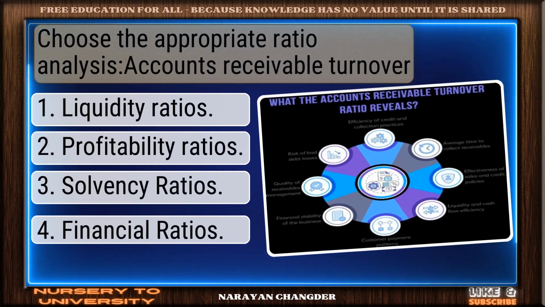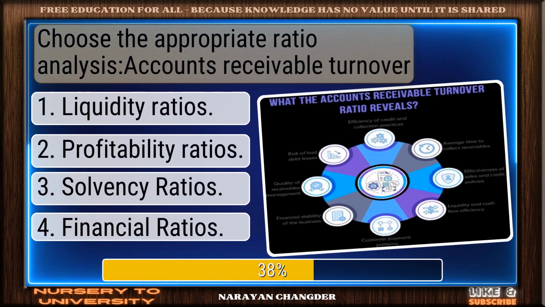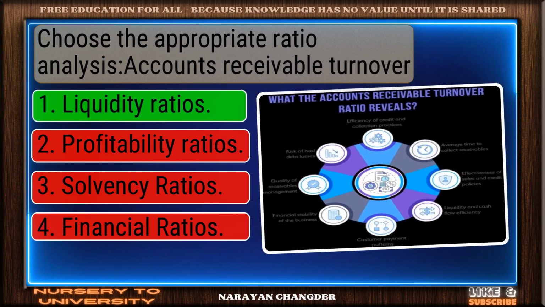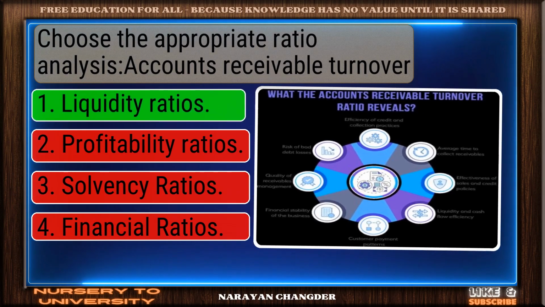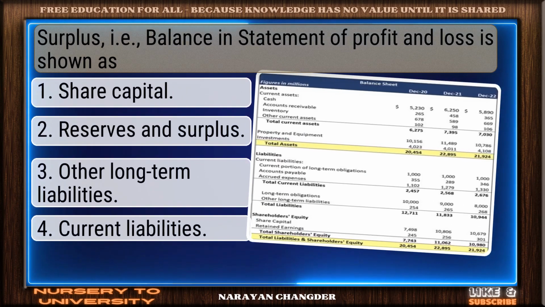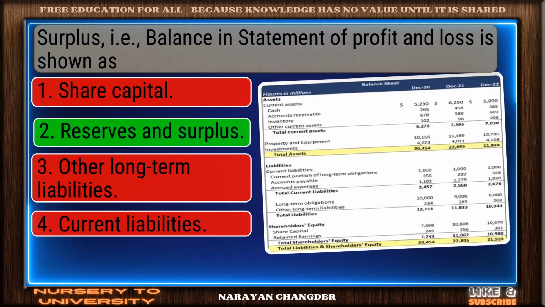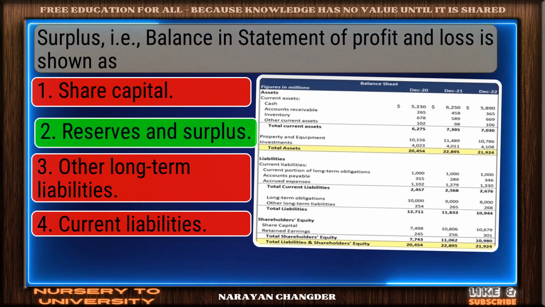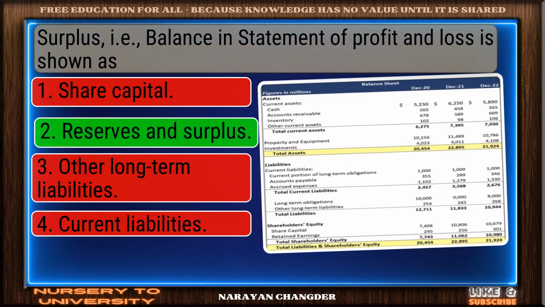Choose the appropriate ratio analysis. Accounts receivable turnover. Excellent. Liquidity ratios is a brilliant choice. Surplus, i.e. balance in statement of profit and loss, is shown as exactly. Reserves and surplus make sense, and it is right choice.